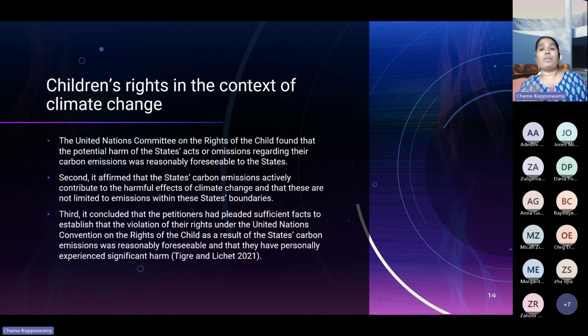However, we can see that in customary international law, you're getting this idea that damaging the climate or damaging the atmosphere as a whole, not just transboundary pollution, is also an international wrong that states can commit. So we've moved now in that jurisprudence, which is now being confirmed in the context of looking at the rights of children and what the states owe them. So that's the second principle that was affirmed by the committee. And third, the petitioners had in fact pleaded sufficient facts to establish that the violation of their rights under the Convention on the Rights of the Child as a result of the state's carbon emissions was reasonably foreseeable, and they have personally experienced significant harm. So these are very high thresholds that have been crossed.